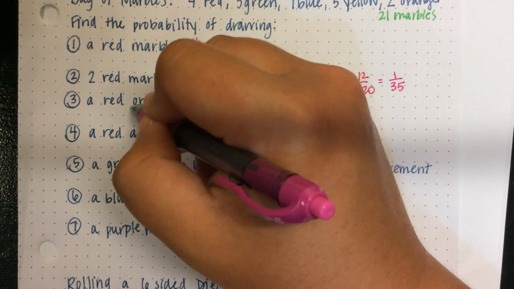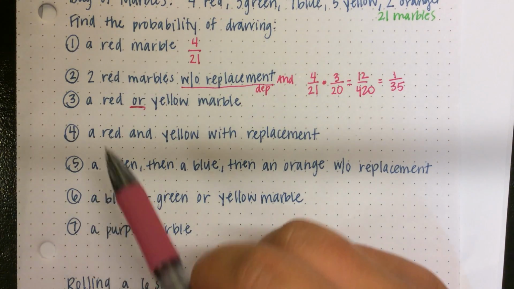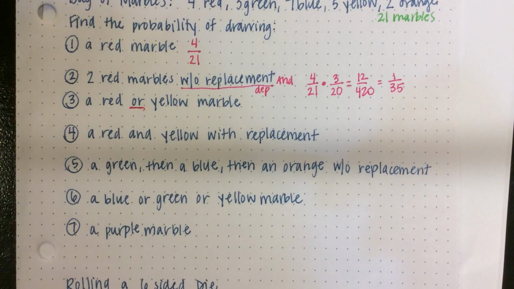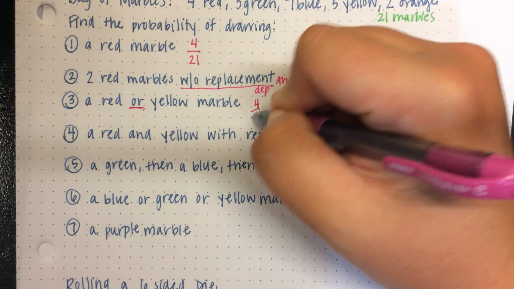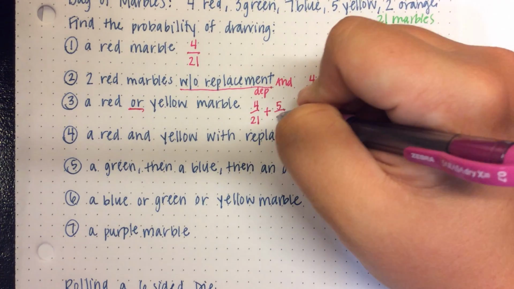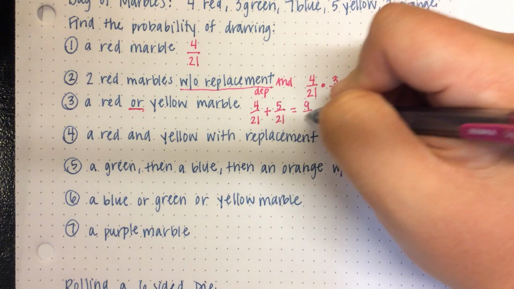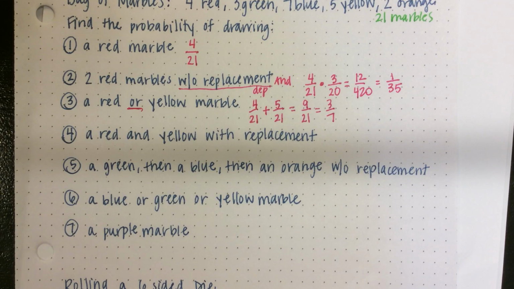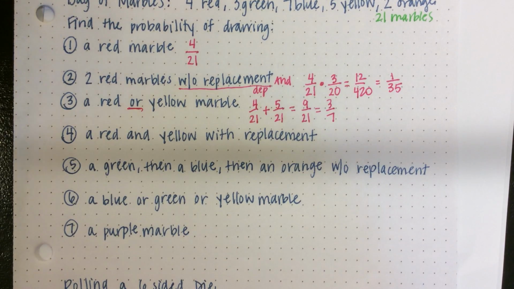All right, the next one is an or. If I have a red marble or a yellow marble, this means I'm drawing one time and I want to get either a red or a yellow. I cannot get red and yellow at the exact same time, which means that these are mutually exclusive events. All we have to do is add our probabilities. To get a red marble, we said was 4 out of 21. To get a yellow marble, it's going to be 5 out of 21. We already have our common denominator, so we get 9 out of 21. Divide them both by 3, and we get 3 over 7. There's my probability. So if it's or, we add.